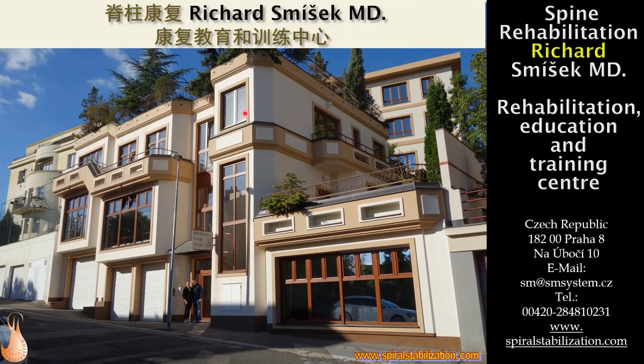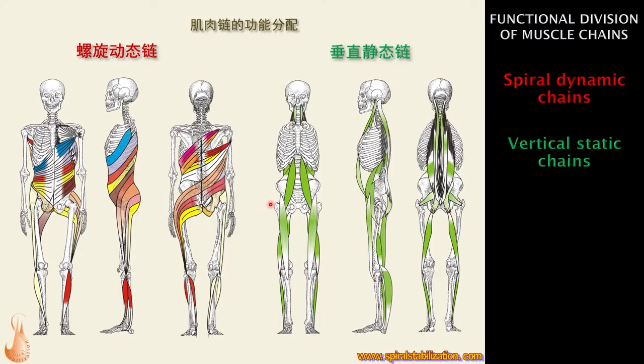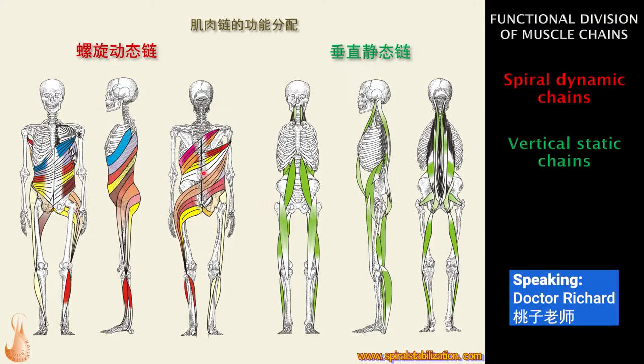My name is Richard Smisek. I am a medical doctor and I developed in Prague 40 years ago the method of spiral stabilization of the spine. The method is based on the surface stabilization of the muscles during motion, especially gait.